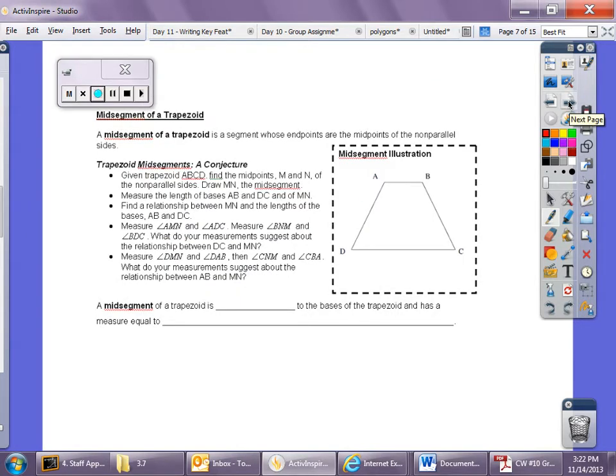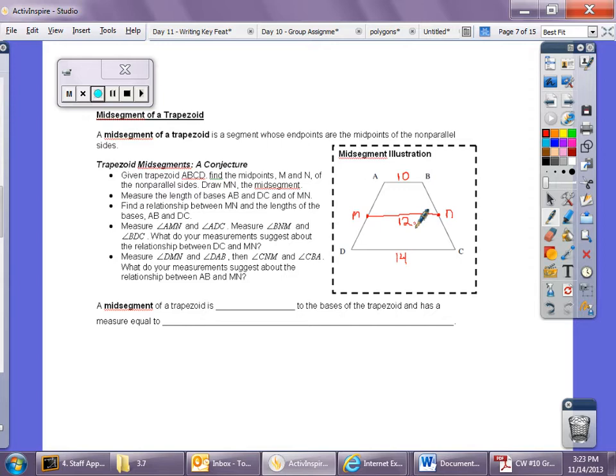The mid-segment of a trapezoid is a segment whose endpoints are at the midpoints of the non-parallel sides. So if we are given this trapezoid, we can find the midpoints M and N. We know that our midpoints are right here, and right here. We can draw it. Now we can measure the length of AB and DC and of MN. So I measured this, this is 14, this is 10, and then when I measured my mid-segment MN, I got 12.